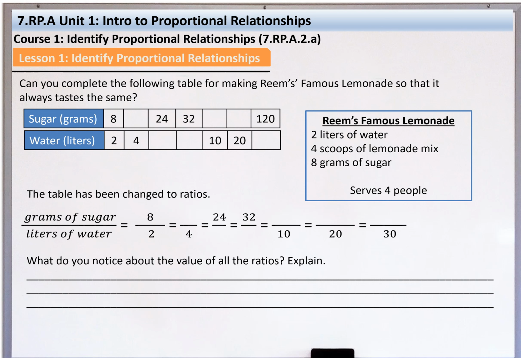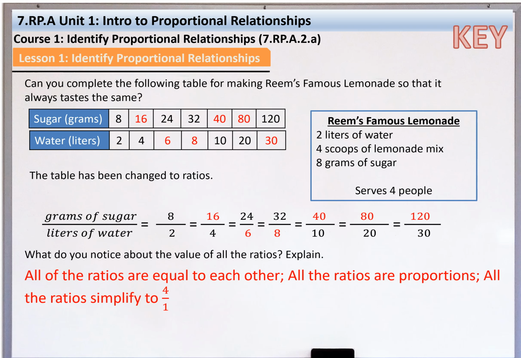So let's complete the following table to make Reem's famous lemonade so that it always tastes the same. Okay, let's see what you came up with. I hope you fill this in, this in, all these in, and also answer this question. Pause the video if you have to.